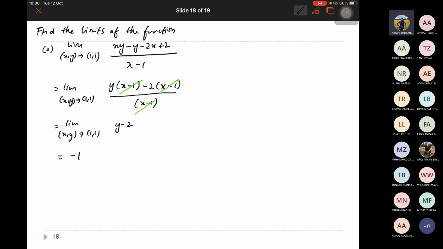Tu yang A. So those who have finished, cuba buat yang B pula. Yang B ni based on what you have learned in engineering mathematics 1. Dia ada division with x minus y minus 1 and then dia ada square root. So macam mana kita nak selesaikan for such case?